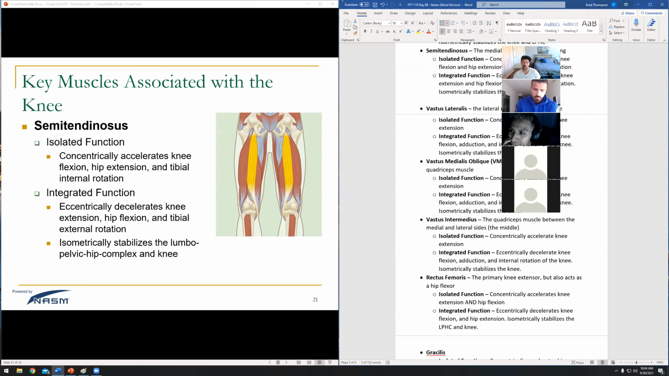All right, so that's the hamstrings. Any questions on the hamstrings? No. Cool. Good.